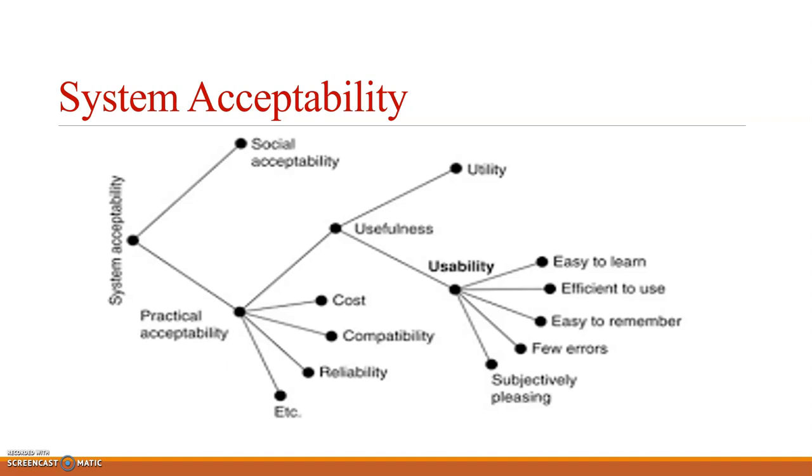The system acceptability is related to two main broader categories: the first is the social and the second is the practical one. Here, the social impact can be considered as which community is using that particular system. That is not our case. We are going to deal with the practical one.